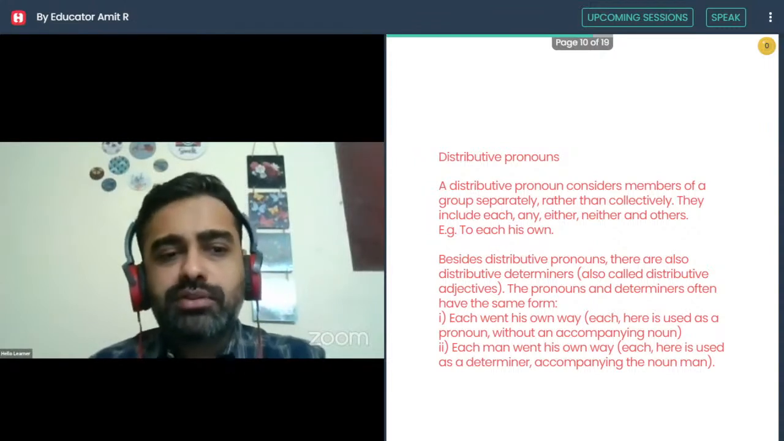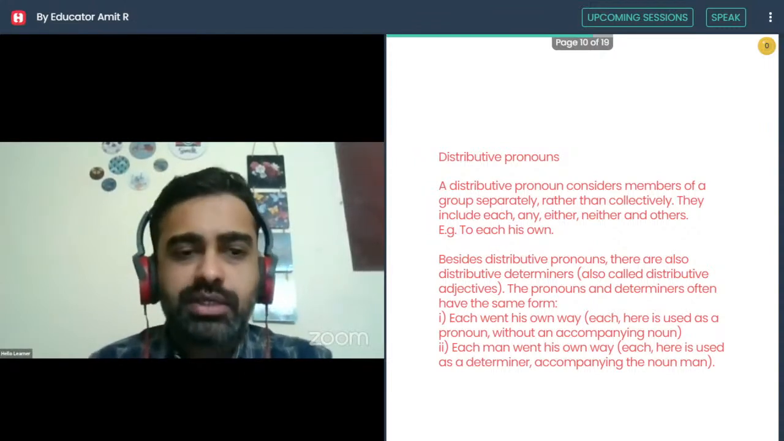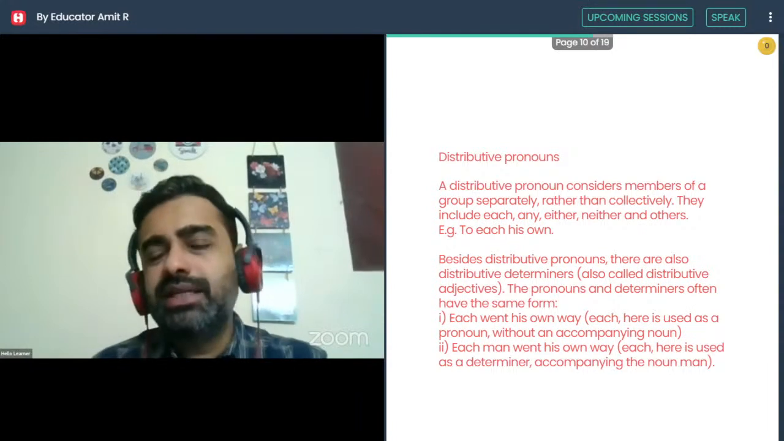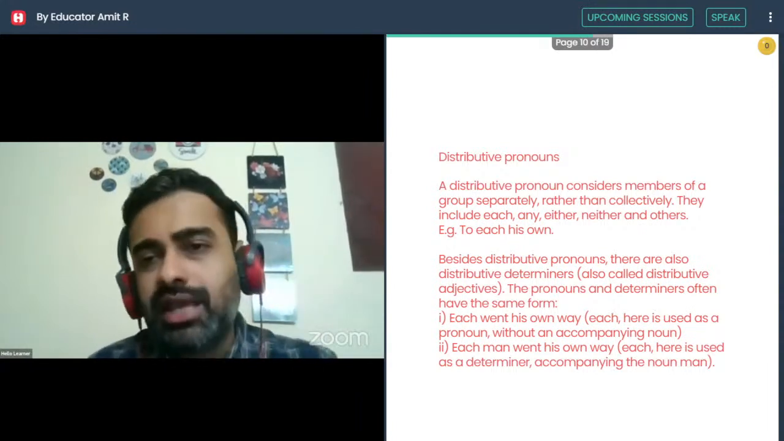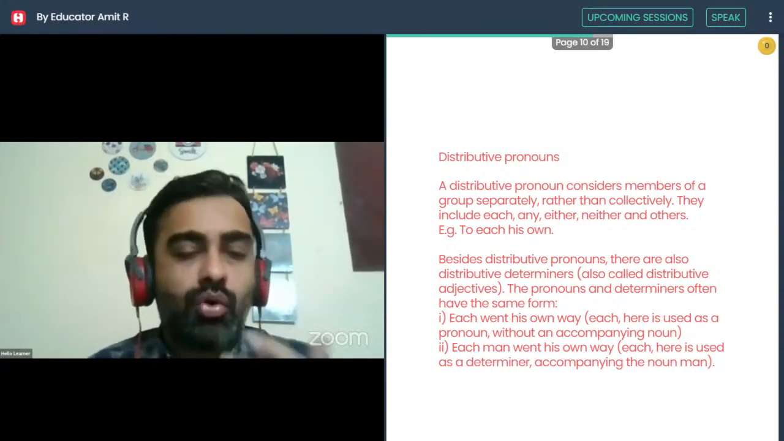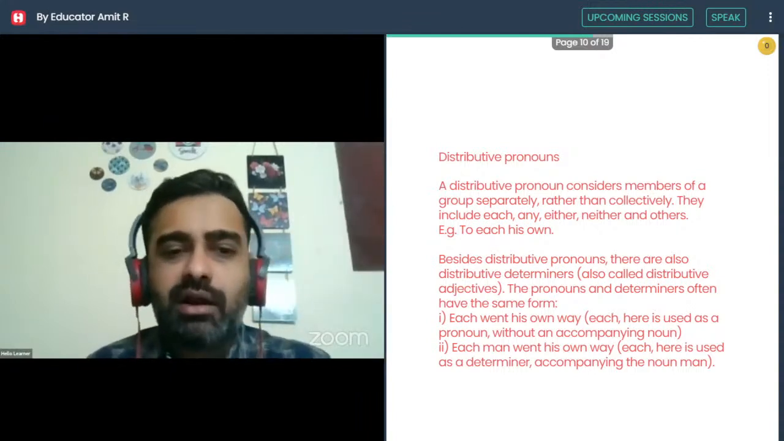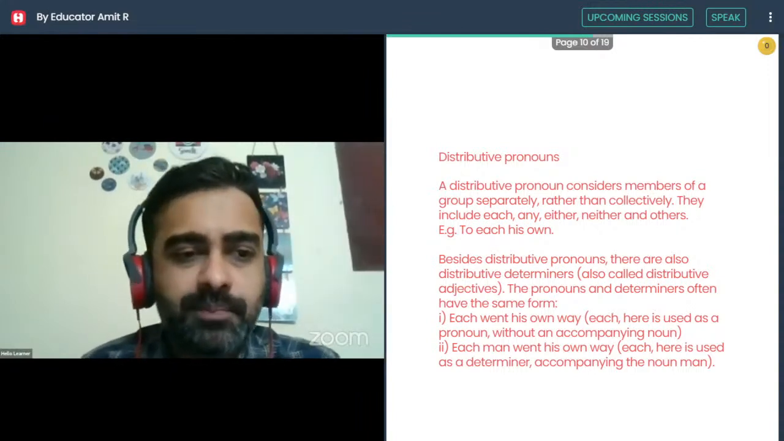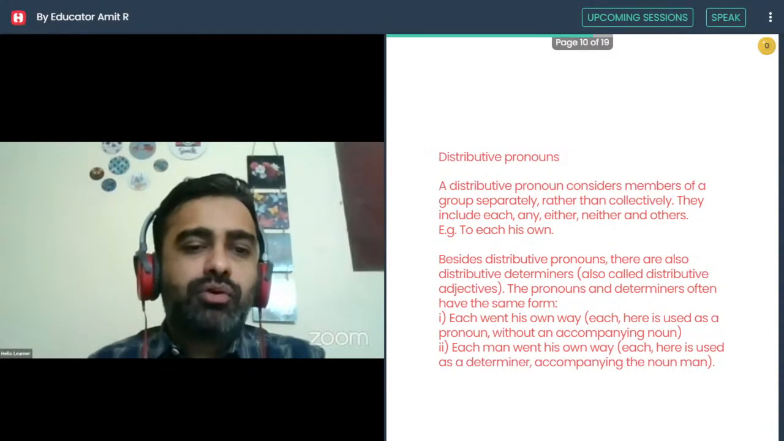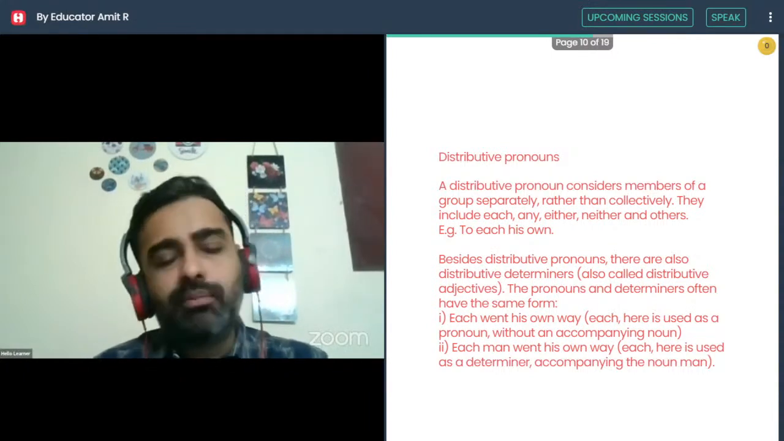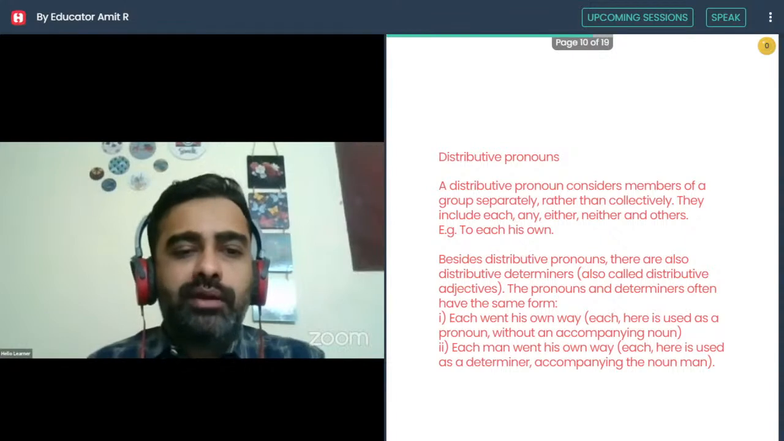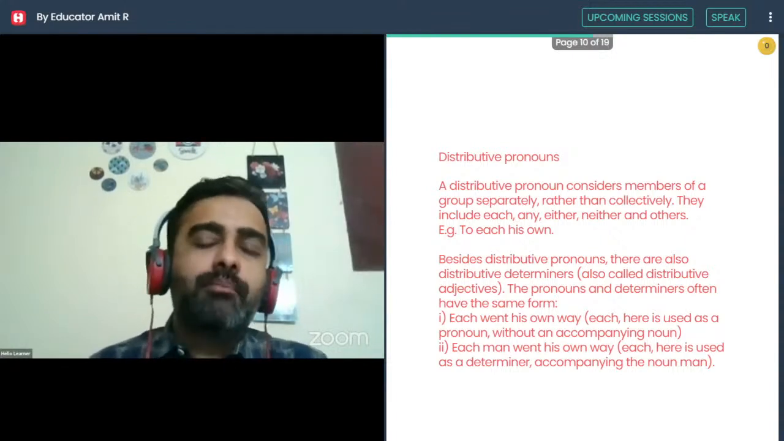Besides distributive pronouns, there are also distributive determiners. Determiners we have discussed in the past, basically anything that determines the noun. It can be articles, it can be quantifiers. There are a lot of things that come under the umbrella of determiners. So here, the pronouns and determiners often have the same form. Each went his own way. Each here is used as a pronoun without an accompanying noun.